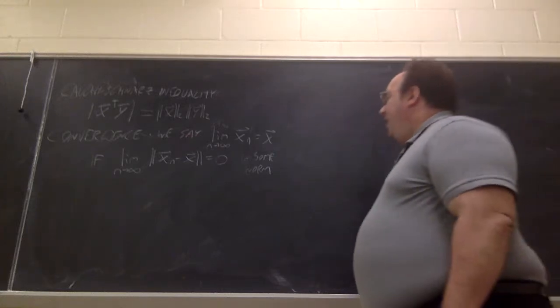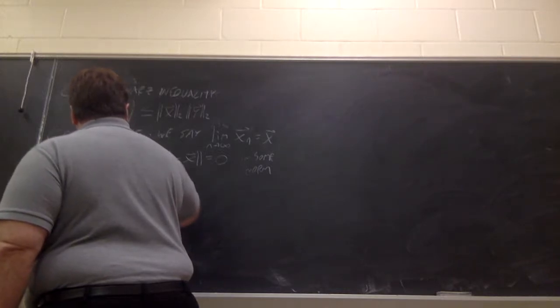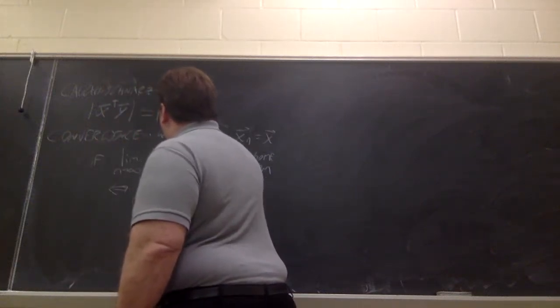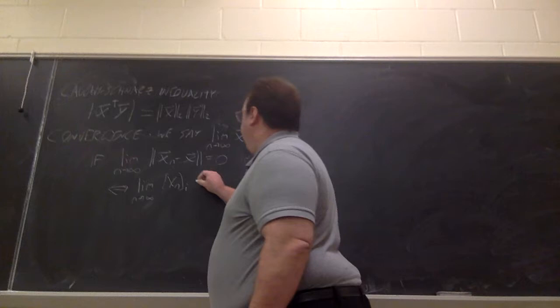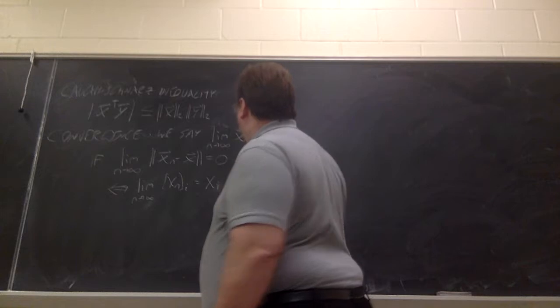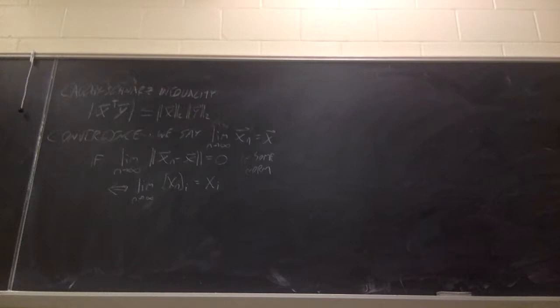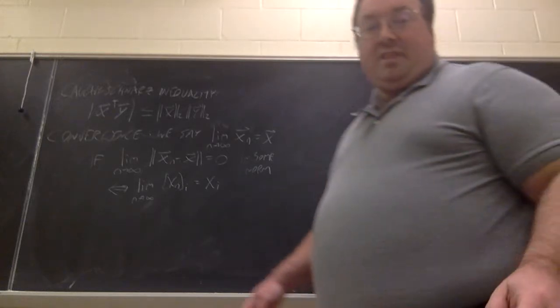And this is true if and only if, when we look at each individual component of x_n, it's converging to the ith component of x. So convergence of vectors to a limit is exactly the same as convergence of each individual component to a limit. So we have two ways of relating convergence of vectors to convergence of numbers.